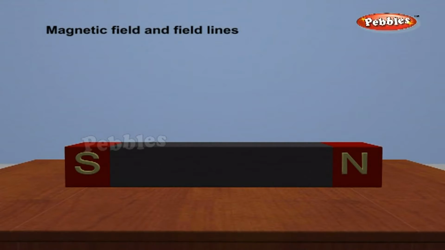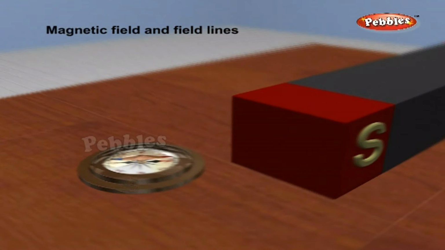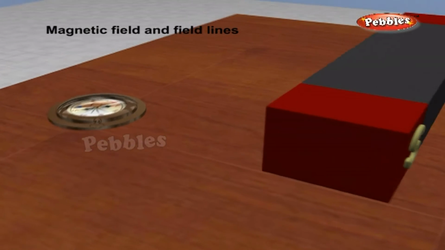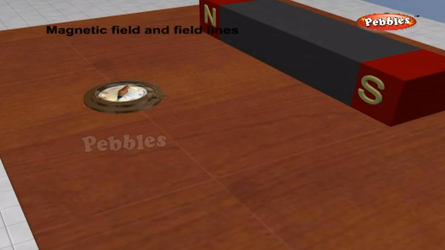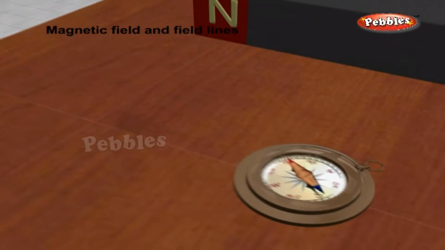Activity. Take a small compass and a bar magnet. Place the compass near the north pole of the magnet. How does it behave? The south pole of the needle points towards the north pole of the magnet. The north pole of the compass is directed away from the north pole of the magnet. Mark the position of two ends of the needle. Now, move the needle to a new position such that its south pole occupies the position previously occupied by its north pole. In this way, proceed step by step till you reach the south pole of the magnet.